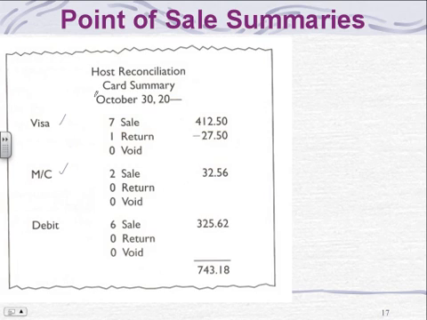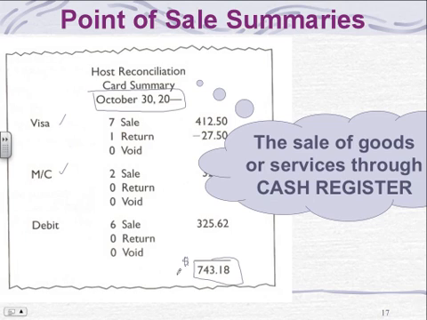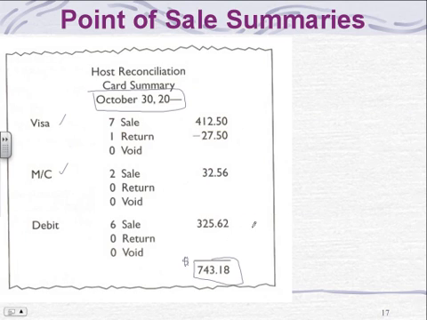For example, here, you can see on October 30th, this company printed out their point of sale summary and for the day there was $743 worth of sales. Okay? The sale of goods through the cash register.